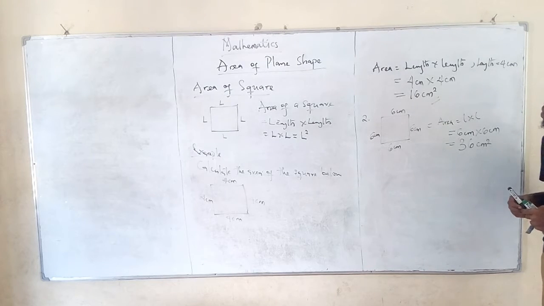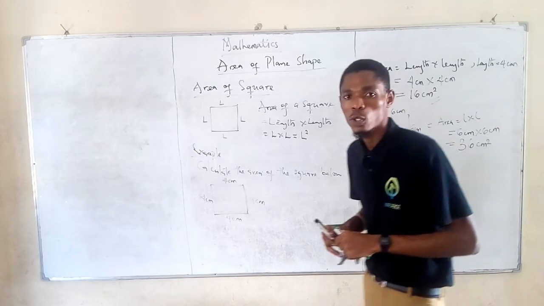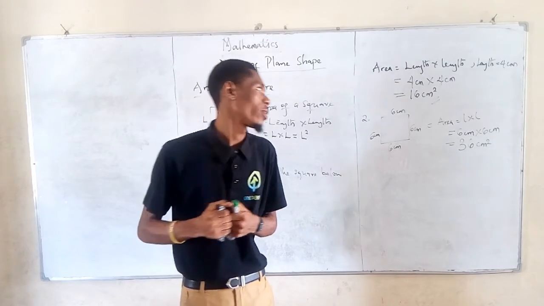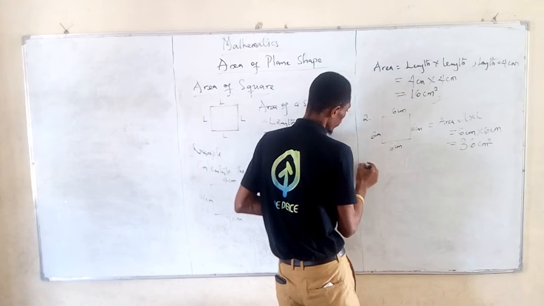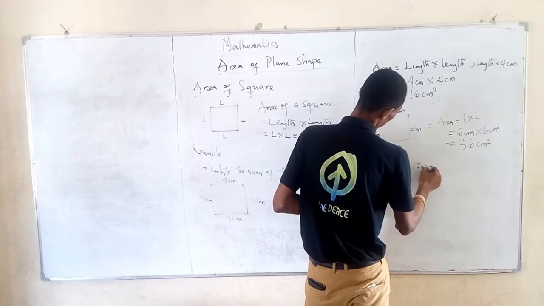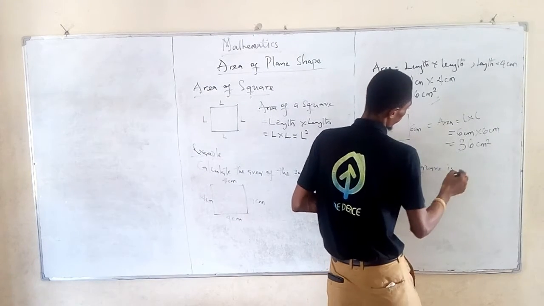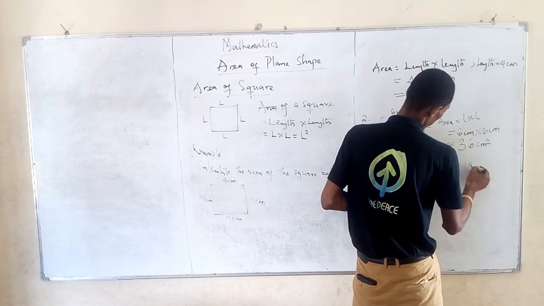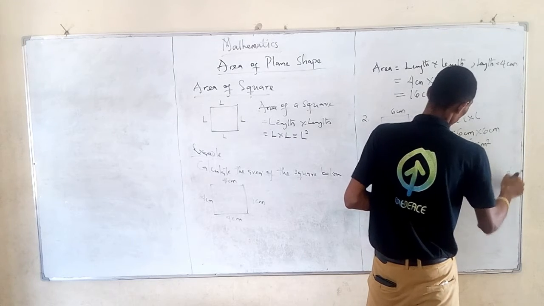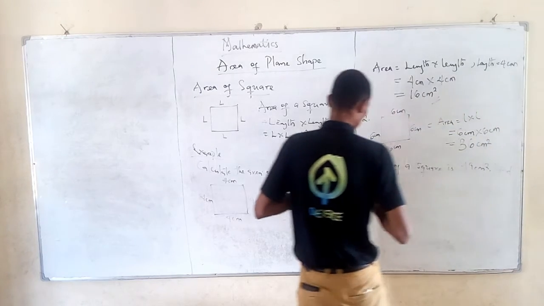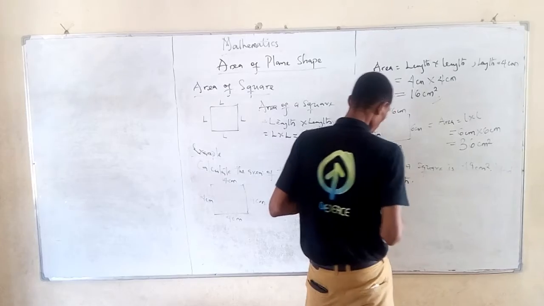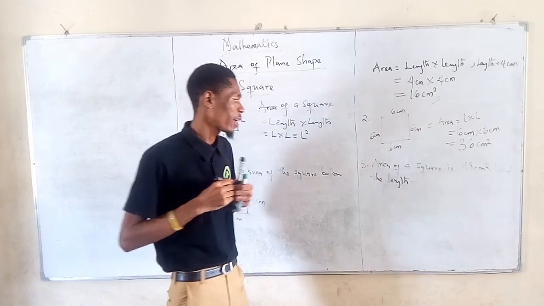Very simple. Okay, now supposing I gave you the area of the square and I asked you to look for the length. What are you going to do, or how will you go around that? Now, assuming the area of the square is 49 centimeters square. Find the length.